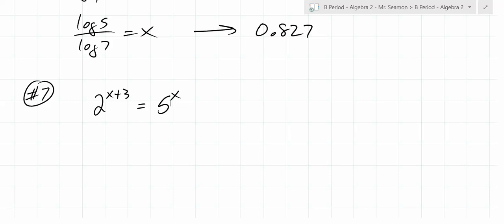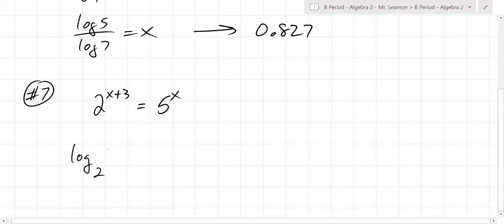We did one before that was like a to the x equals a to the y. If a to the x equals a to the y, you know that x equals y. But that's not this, right? 2 is not 5, correct? So this would be log base 2 of what? 5 to the x equals what?